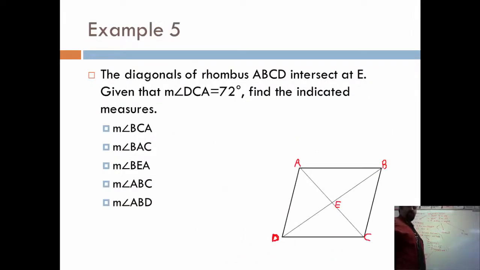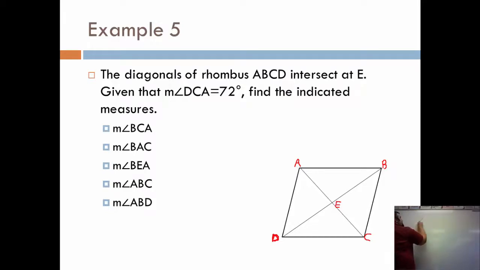Next example. It's not going to be asking which shape this is true for. Now it's going to give you questions like, how can we use this? It says the diagonals of rhombus ABCD intersect at point E. Given that the measure of angle DCA is 72 degrees, find the indicated measures. In this one, it's going to help me a lot to redraw the shape, because then I can label in everything I know.